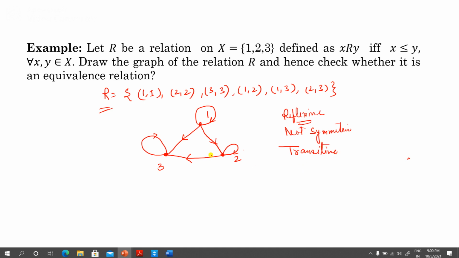So in this way you can check whether a given relation is reflexive, symmetric or transitive with the help of the graph of the relation. Again, here I have taken the relation R on X. If you have a relation R from X to Y, then you will have different nodes, nodes from X as well as Y. So you can also define a relation from X to Y, but here the number of nodes will be increased and you will define these edges accordingly.